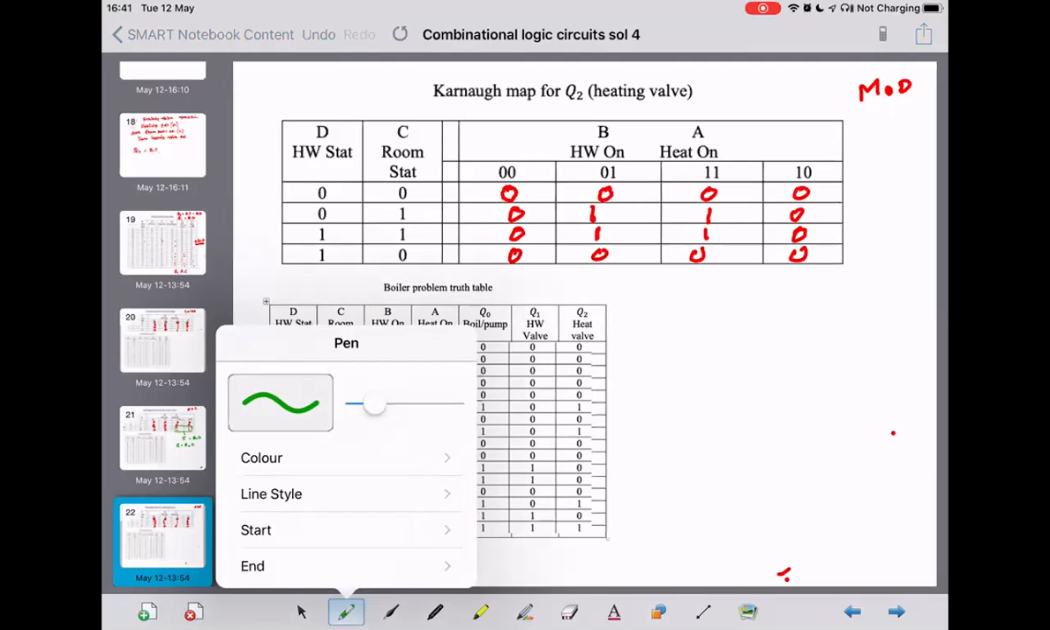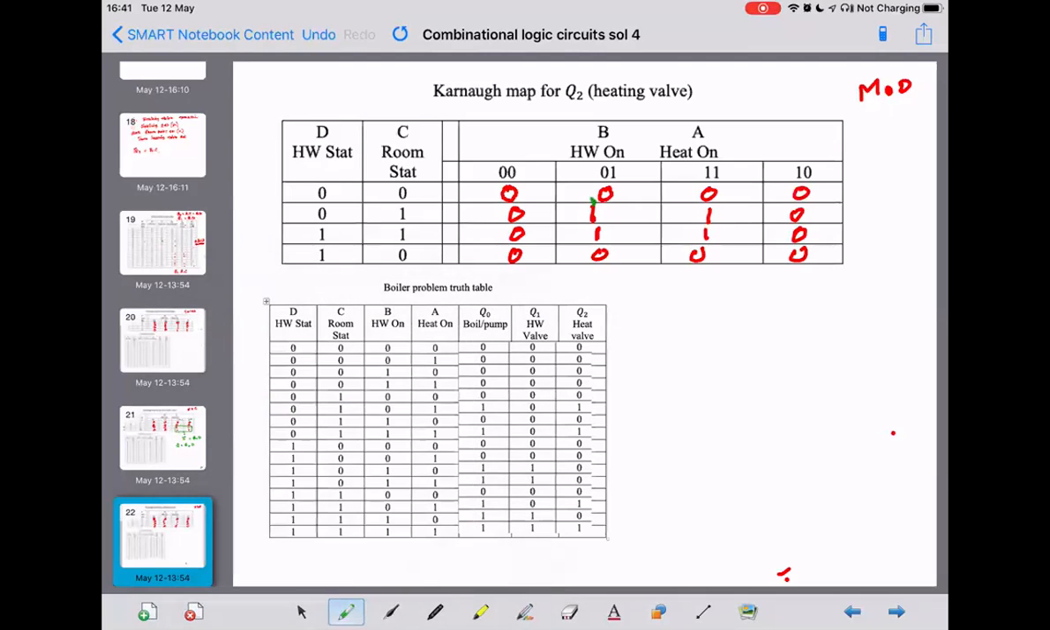Right, so again, we've got four ones we can link together. We've got all the ones in one group. If we look at that in the two columns here, B changes from 0 to 1, so it doesn't matter. But A is on both times, so we must have A.